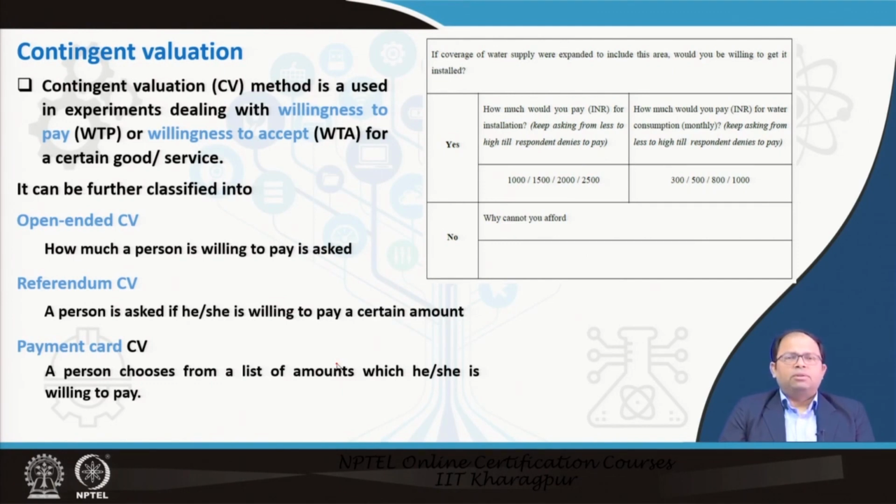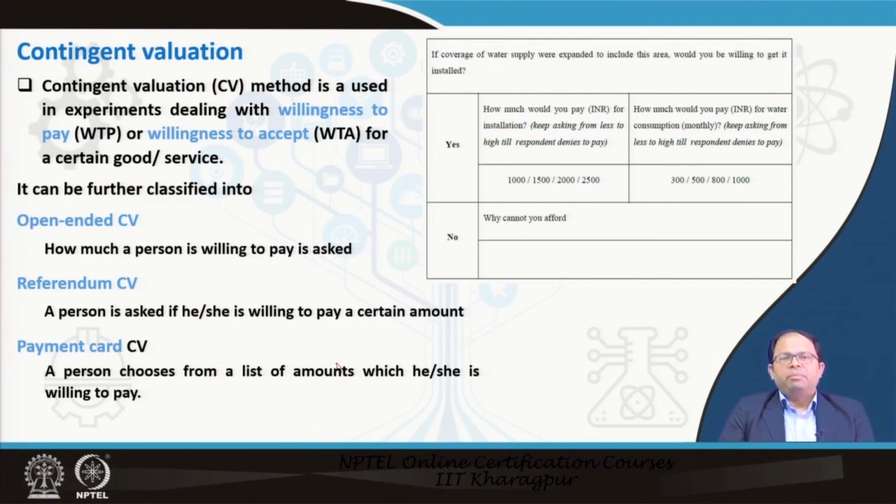So some bias, of course, arises, but still this is a very easy method to determine how much a person is willing to pay. Then there is referendum CV, where a person is asked if he or she is willing to pay a certain amount. So we give them a particular value, which is a more realistic valuation of that particular alternative, and he may say whether he is going to choose that value or not. And then a person can also choose from a list of amounts that he or she is willing to pay.